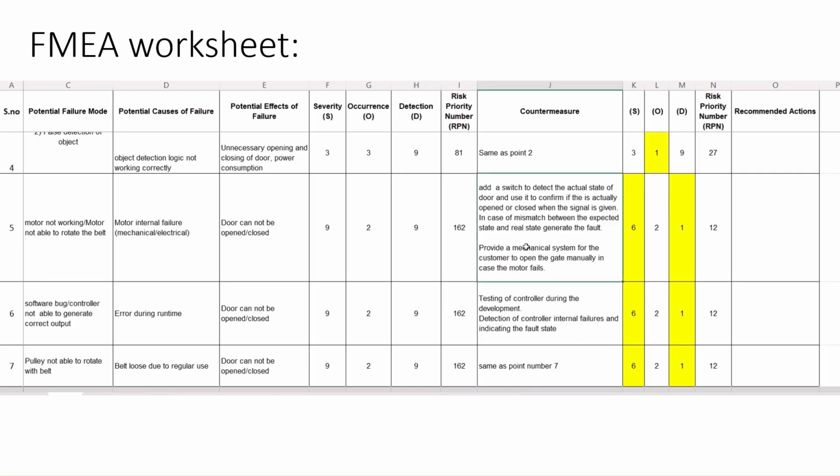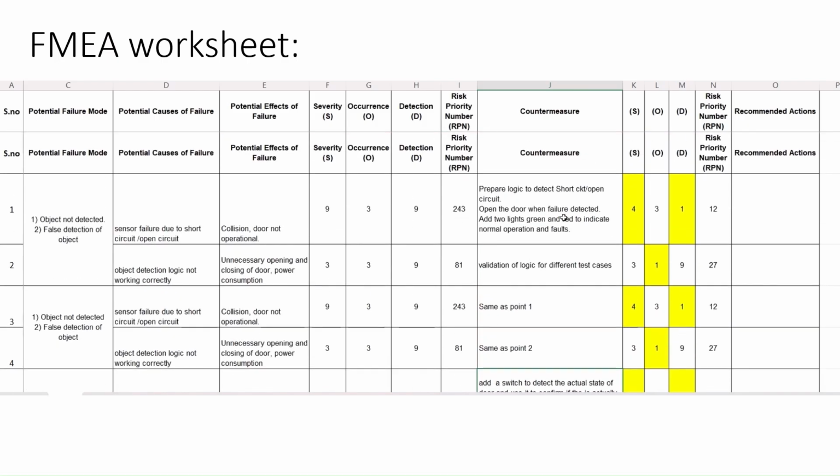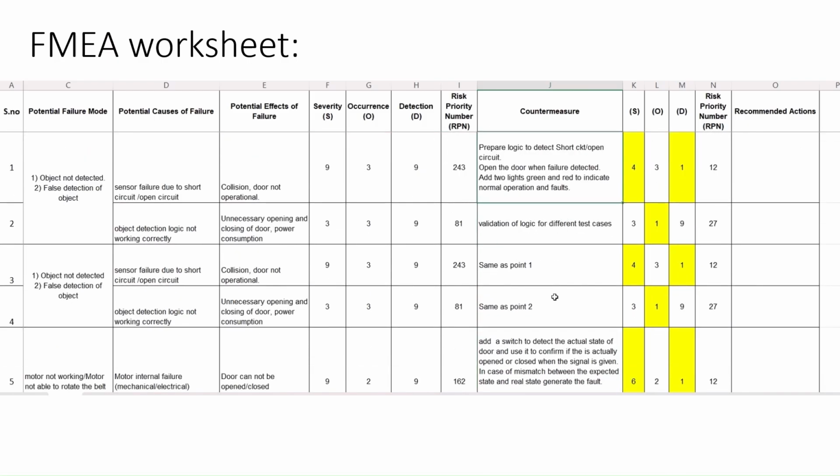So as a countermeasure, we should have a switch to confirm the state of the door, and we should get the states via the switches and confirm whether the door at present is open or closed. In case there is any mismatch, like if we expect that the door should be open but it is closed, we will indicate that there is a failure via that red light which we have used here as a countermeasure.